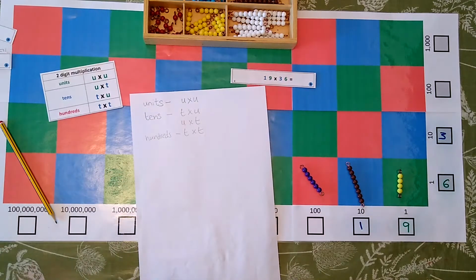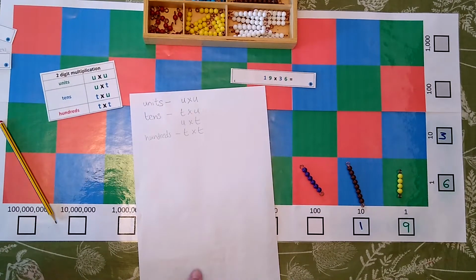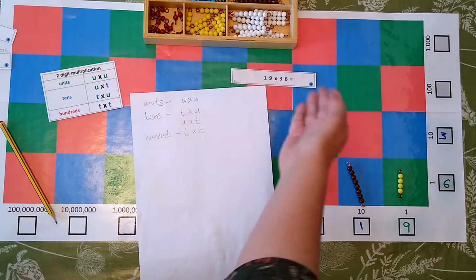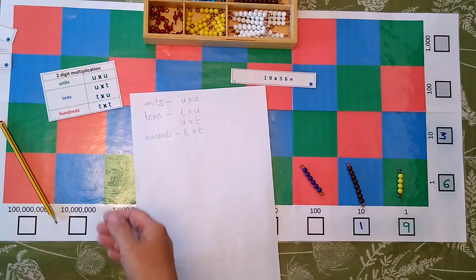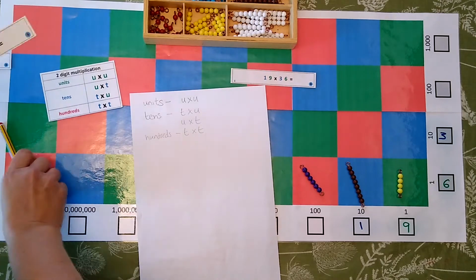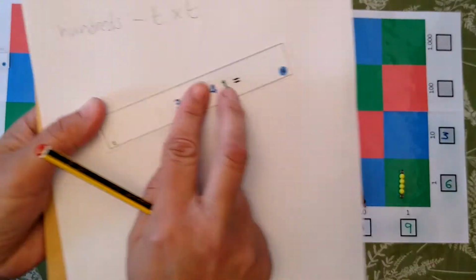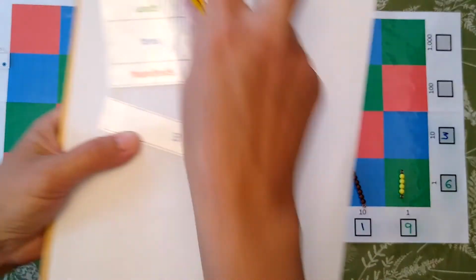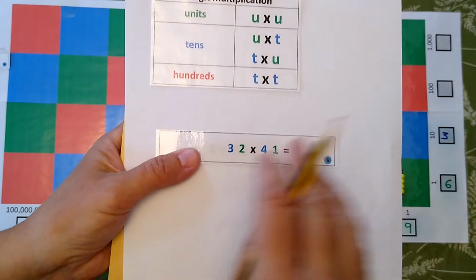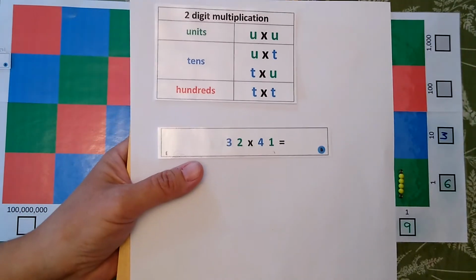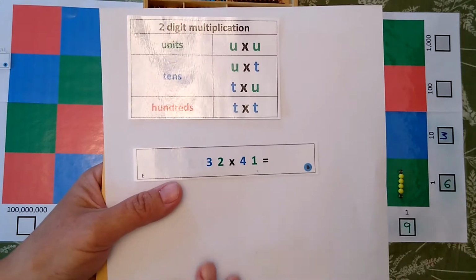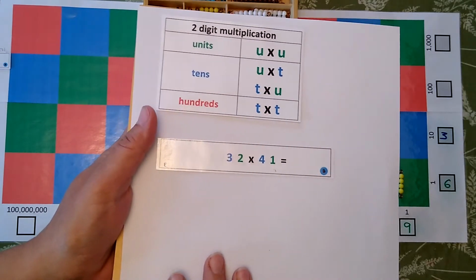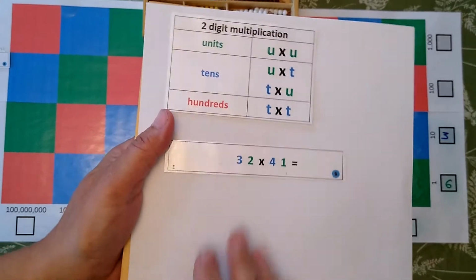So then we go back through. We've gone through these 2-digit by 2 digits once already. We're going to go back through them again. Let's pick another one. We've got 32 multiplied by 41, and you don't need the board now, so you can tell the children we're moving on to the abstract. You don't need the board anymore. We're going to do this completely just on paper.